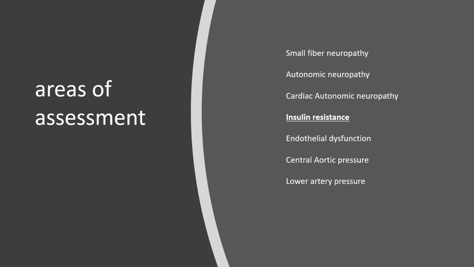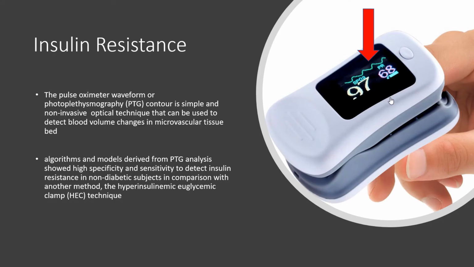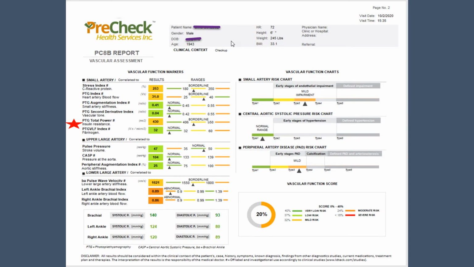The next area of assessment is the insulin resistance. Now, this device actually analyzes the waveforms that come from the pulse oximeter that was used, and the algorithm and models from the analysis have been compared to other subjects and other devices and show a high specificity and sensitivity to detect insulin resistance. You'll notice on here, the PTG total power gives us the number. If it's in the orange, that means it's high, yellow is borderline, and green is normal.